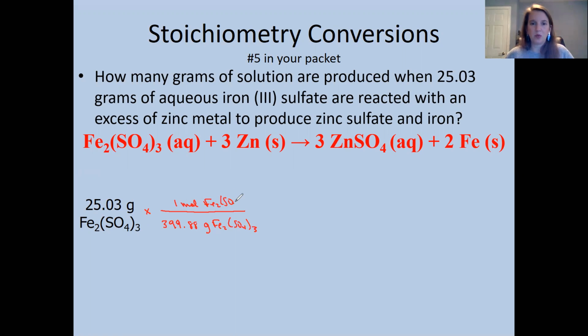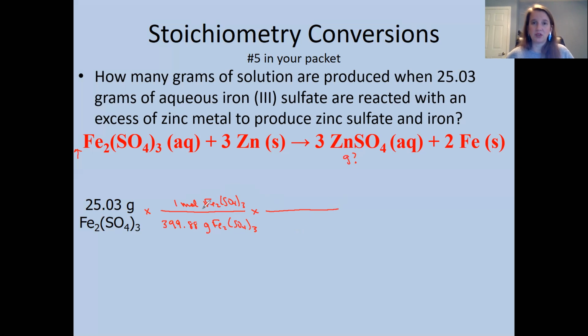Now, this is important. This is 1 mole of Fe2(SO4)3 because we have the molar mass down here. Molar mass is the mass of 1 mole of that substance. It's not because this coefficient up here is a 1. That's not why it's a 1 here. Now, since we have moles of iron 3 sulfate there, we're not at our final answer yet, which is looking for grams of solution. We're looking for grams of the zinc sulfate. So we have to keep going.